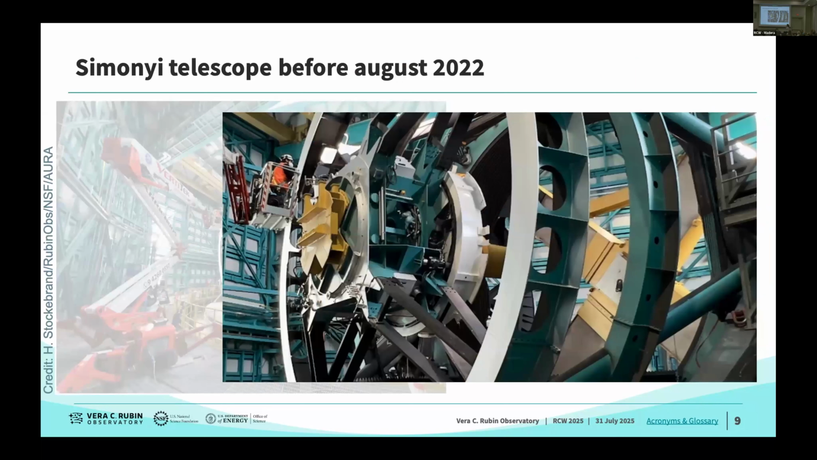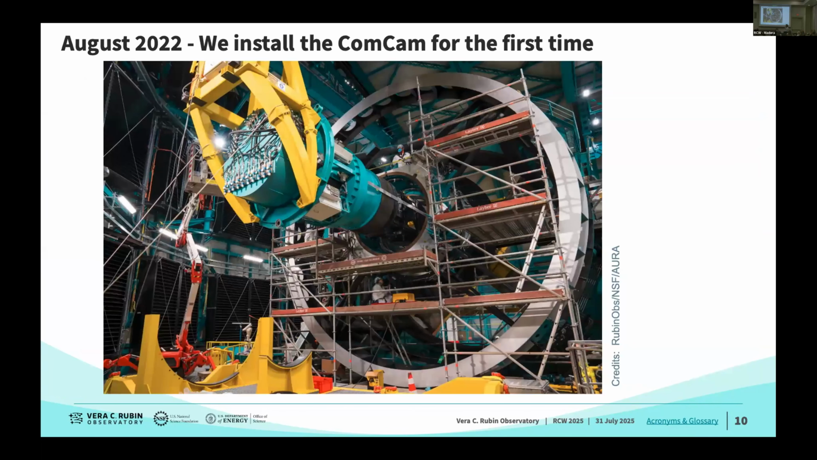So before August 2022, our telescope looked a lot different than it looks now. You can see this yellow cross, that is actually a mass simulator for the M1, M3. We also see a mass simulator for the camera in the middle. And this white thing is actually a mass simulator for the M2 mirror. In this part, we did a lot of testing with the telescope mount itself, a lot of movements.